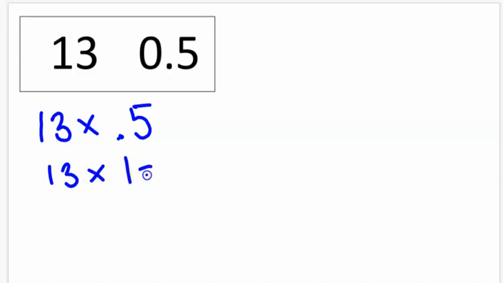13 times 1, that would be 13. But I'm not multiplying a whole. I'm actually multiplying a half. So 5/10 is the same thing as a half. So I know that that's going to be half of what that product of 1 would be.